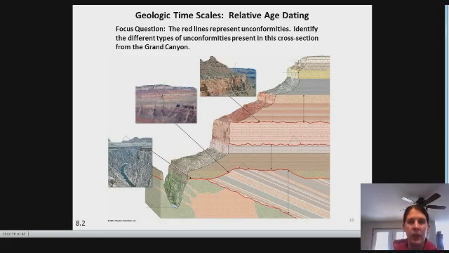So here we're going to look at an example of a geologic section within the Grand Canyon. The red lines represent unconformities. Identify the different types of unconformities present in this cross-section from the Grand Canyon.